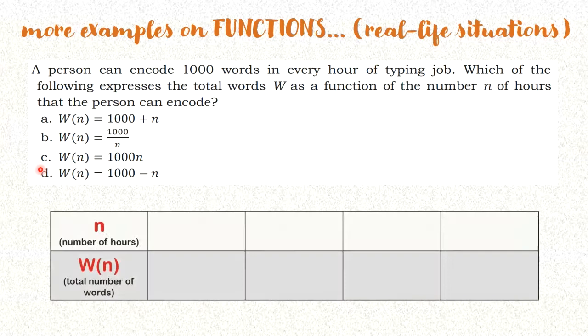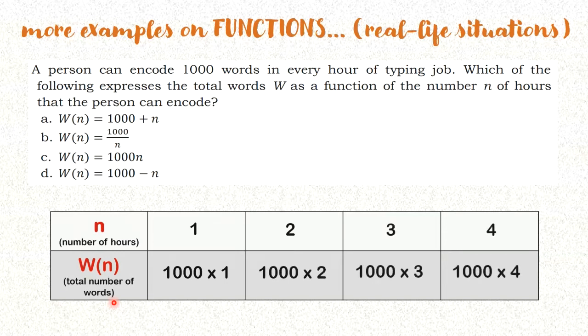Okay, so we can have a table here. N represents the number of hours, tapos yung W of N represents the total number of words. Madali lang naman yan, di ba? Kapag 1 hour yung typing job niya, ilang words ang ma-encode niya? 1,000. Kapag 2 hours, it's 1,000 times 2, right? And so on. Kapag 3 hours, 1,000 times 3. Kapag 4 hours, 1,000 times 4.